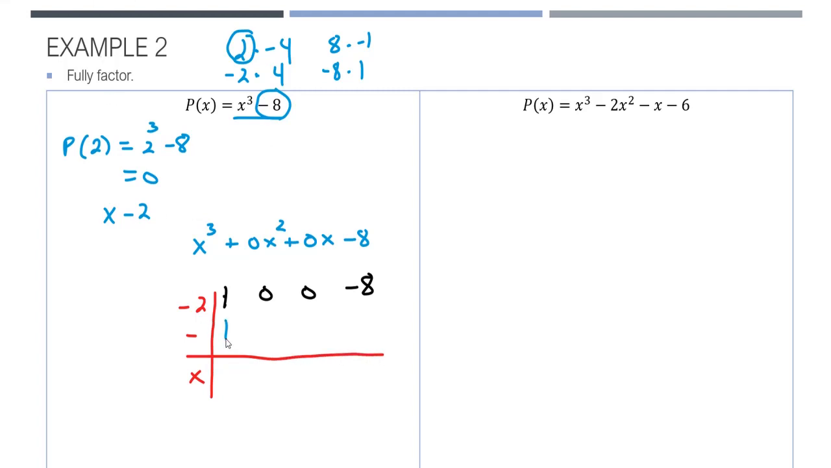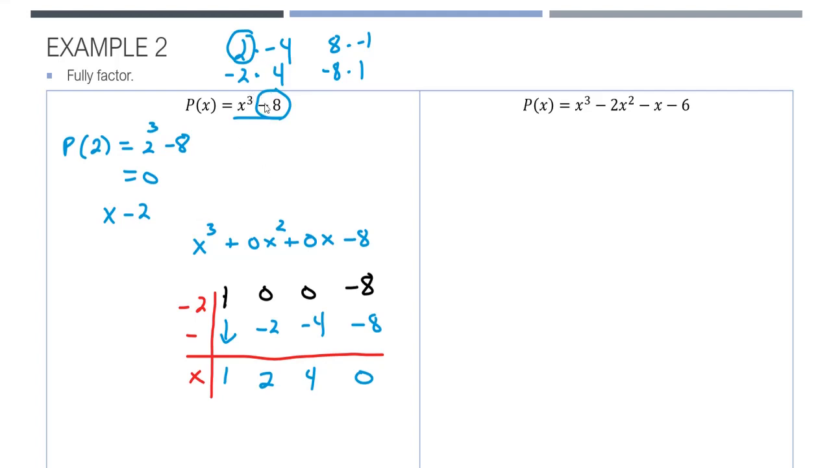So we're going to drop down this 1. And then negative 2 times 1 is negative 2. 0 minus negative 2 is positive 2. Negative 2 times 2 is negative 4. 0 minus negative 4 is positive 4. Negative 2 times 4 is negative 8. And then negative 8 minus negative 8 is 0. Awesome. We have a remainder of 0. We've done it correctly.